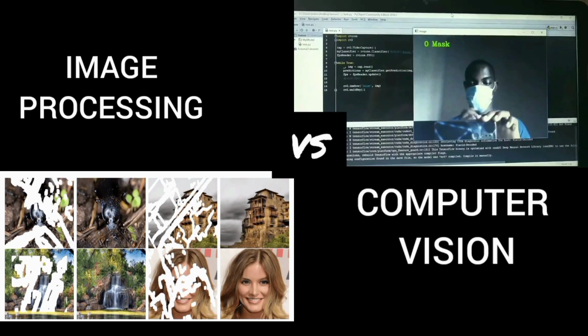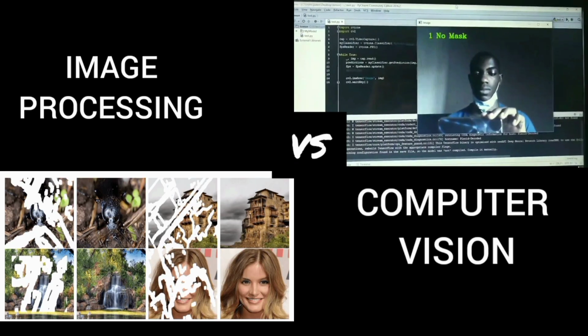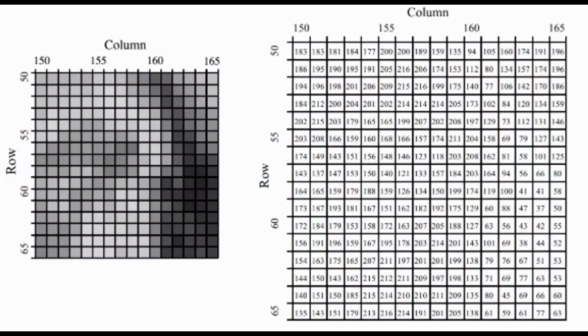In the next video, we will break images down to their smallest units, pixels, and we'll see how images become data and how computers actually see numbers, not pictures.